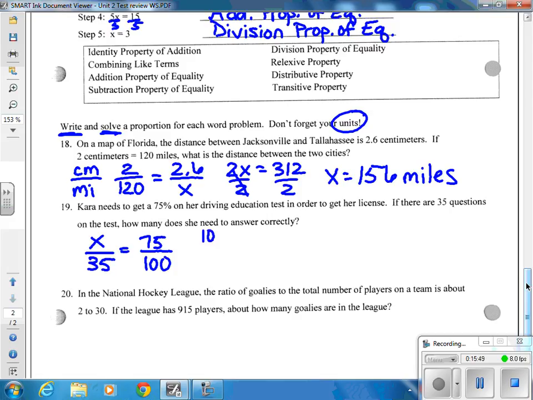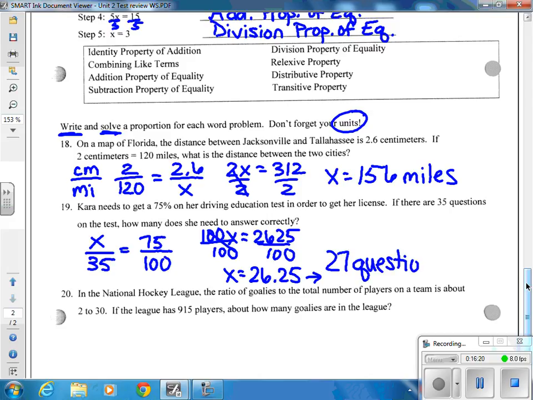Cross multiply, you have 100x equals 2,625. Divide by 100, and you get x equals 26.25. Now here's where common sense comes into play. You can't have 0.25 of a question. You either get it right or you get it wrong. So in order for her to safely pass this test, she can't just answer 26 because she technically hasn't gotten past the score. She needs to round it up, and she needs to safely get 27 questions right, or she is not going to pass that test.